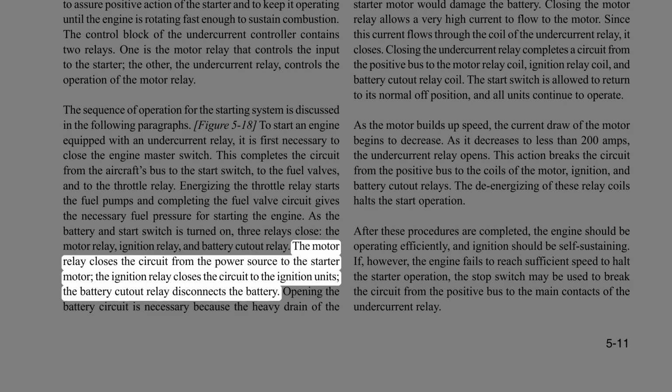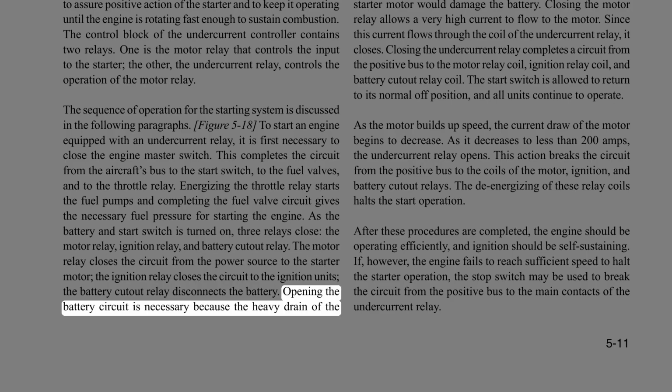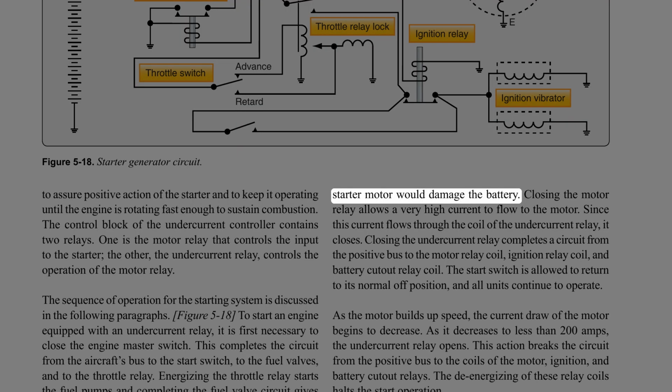The motor relay closes the circuit from the power source to the starter motor. The ignition relay closes the circuit to the ignition units. The battery cutout relay disconnects the battery. Opening the battery circuit is necessary because the heavy drain of the starter motor would damage the battery.